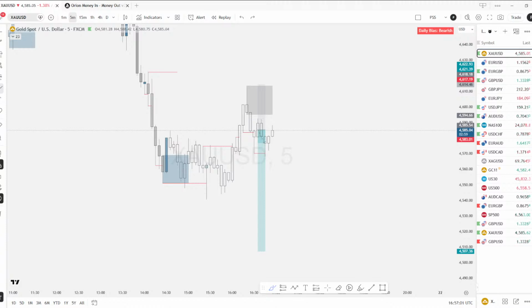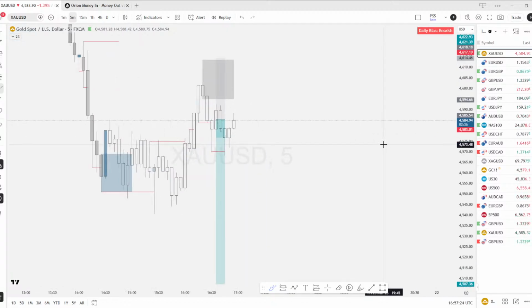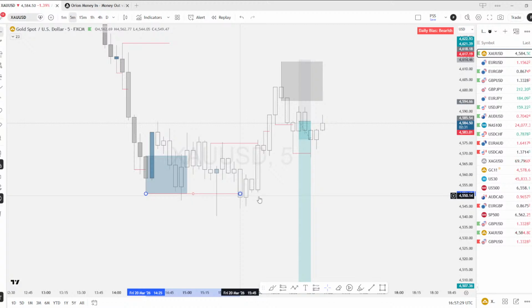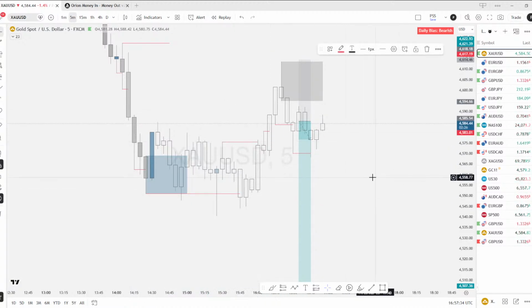LJ, have you just joined back? Let's see how good LJ's skills are. Have a look at this 5 minute chart. Tell me if you see anything. Let me zoom in for you. Hold on one second. Bear in mind we just sold it.